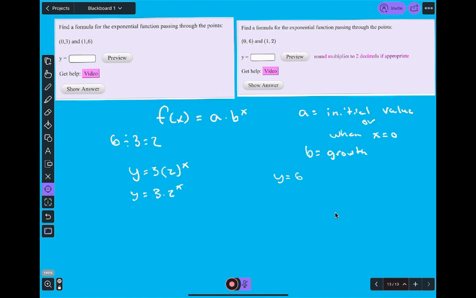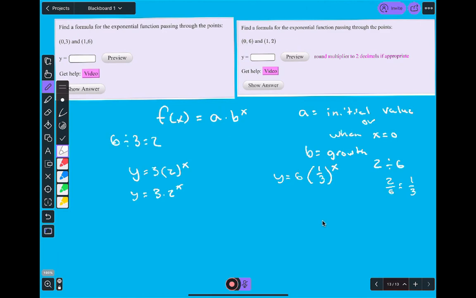So I divide also to find what my multiplier is for that one. So what I'm going to do is I'm going to take 2 divided by 6, and I can rewrite that as 2 over 6, which is going to reduce to 1/3. So my multiplier in this problem is going to be 1/3. So it's going to be y is equal to 6 times 1/3 to the x power. And that is how you're going to do the first 4 problems in your assignment, Exponential Growth 1.